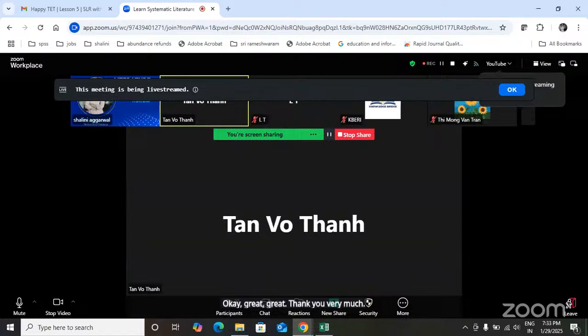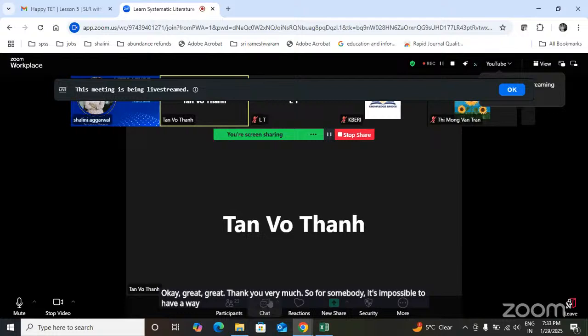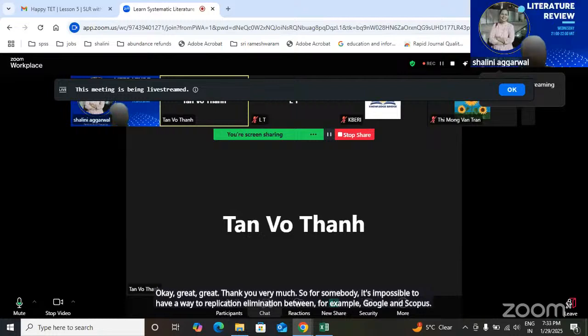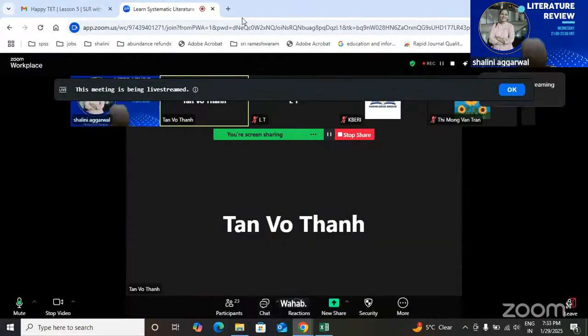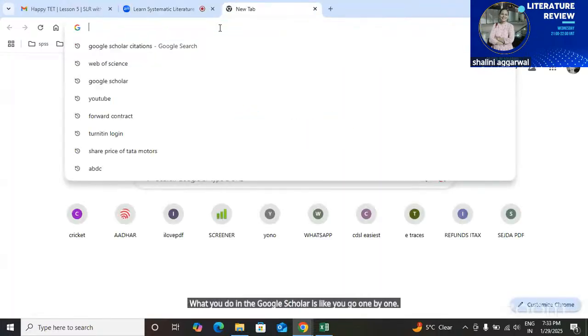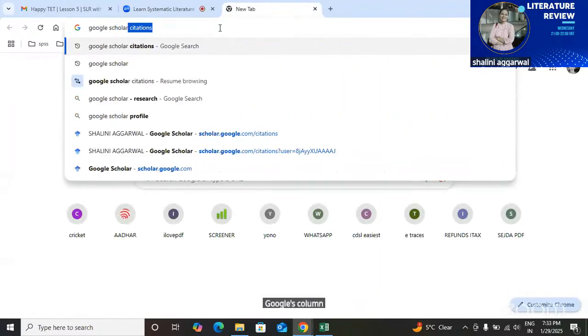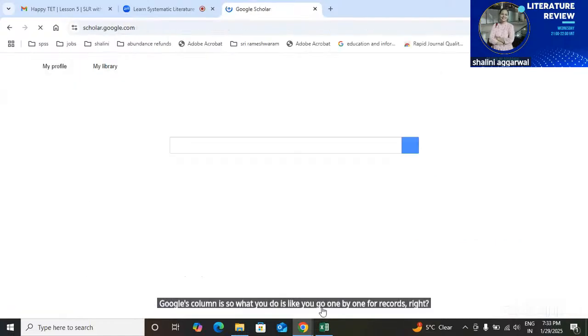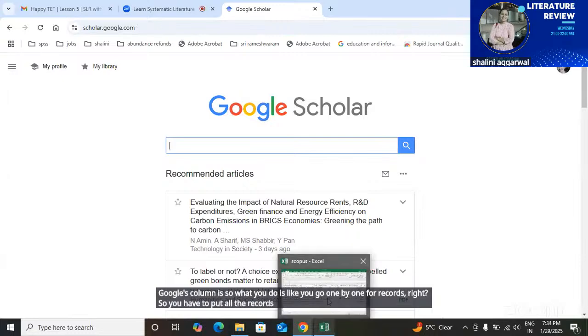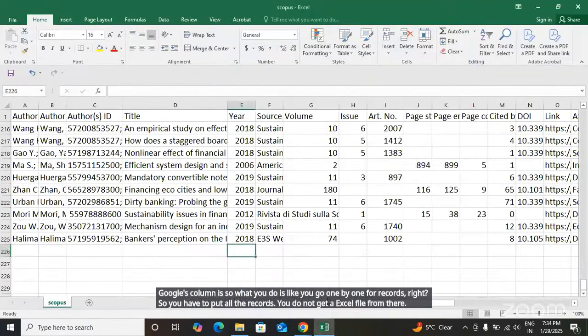First of all, is it possible to have a way of duplication elimination between, for example, Google Scholar and Scopus? Google Scholar is a different database altogether. You cannot extract the files from there. So in Google Scholar you go one by one, record by record. You have to put all the records. You do not get an Excel file from there. That is a disadvantage of that.